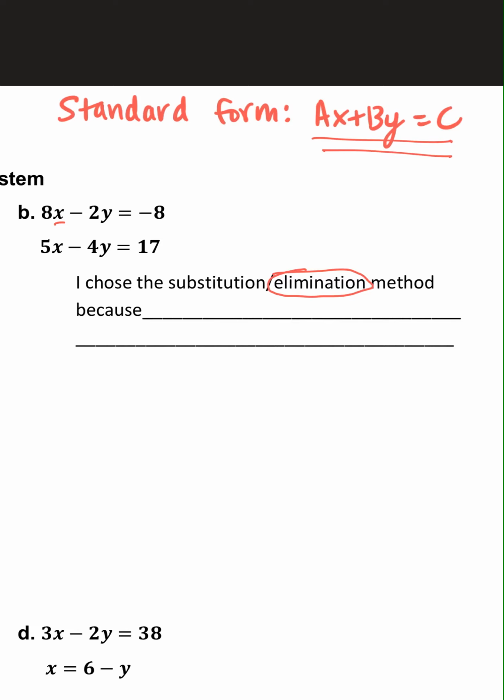So I'm going to choose elimination method because no variables are isolated and both equations are in standard form.